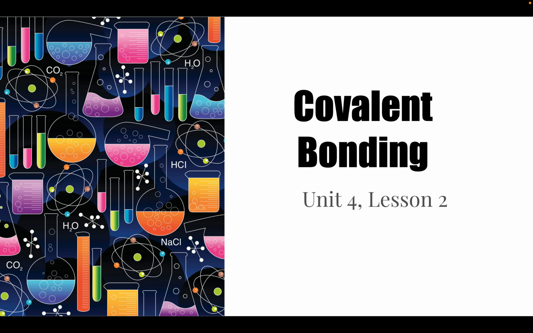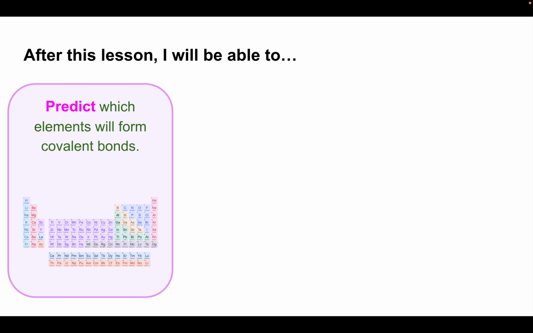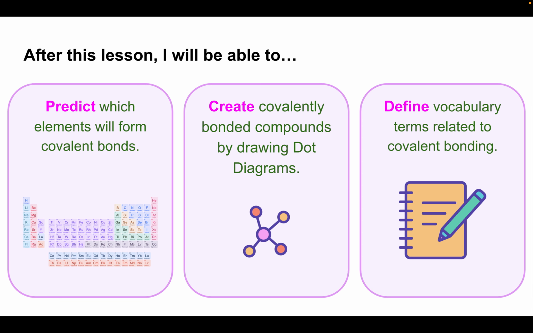Today we're going to talk about covalent bonding. This is Unit 4, Lesson 2. After this lesson, you will be able to predict which elements are going to form covalent bonds, create covalently bonded compounds by drawing their dot diagrams, and define vocabulary terms related to covalent bonding.